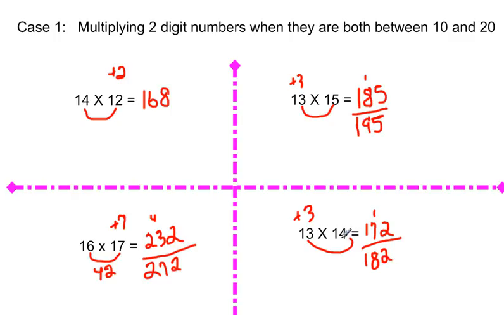As you can see, it doesn't matter which number I add. If I added the 4 to the 13, I still would get 17, and my unit digits would still multiply out to be 12. So that's how we do case 1. And now we're going to work on problems for case 2.